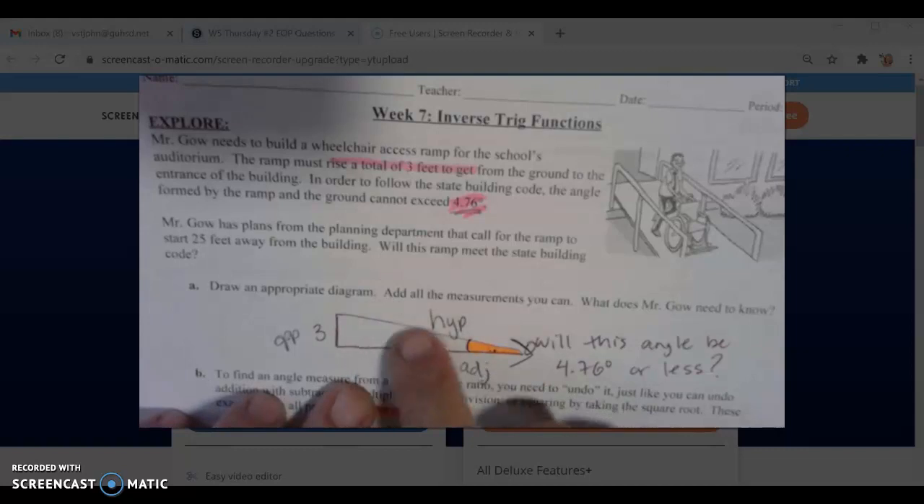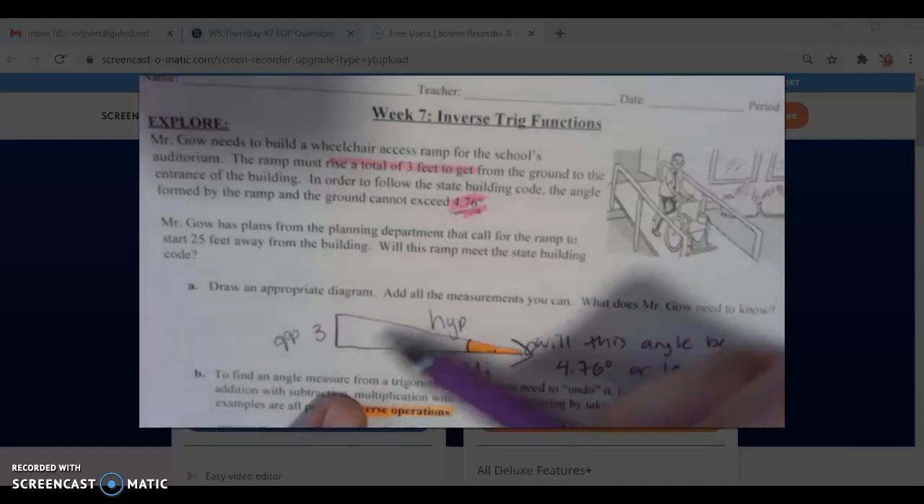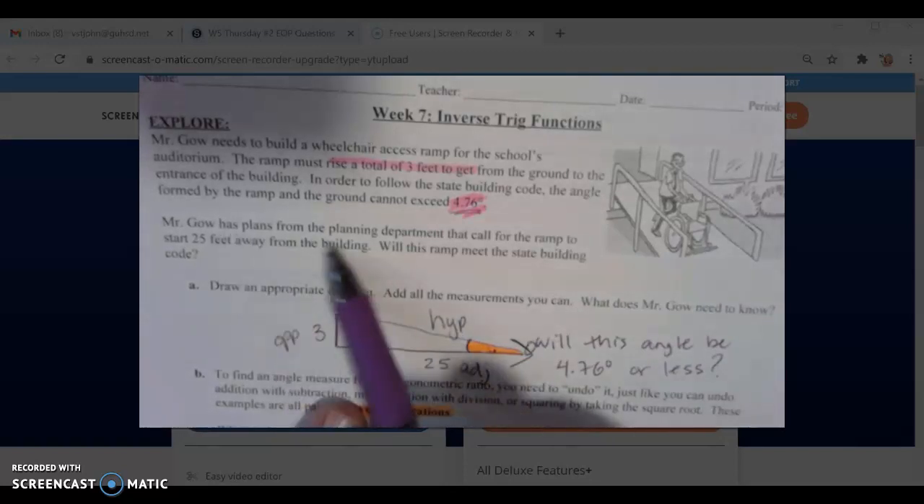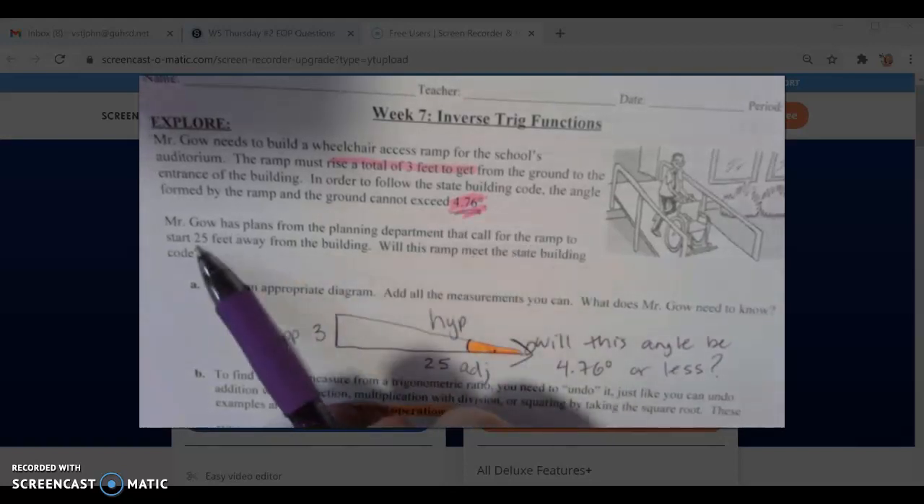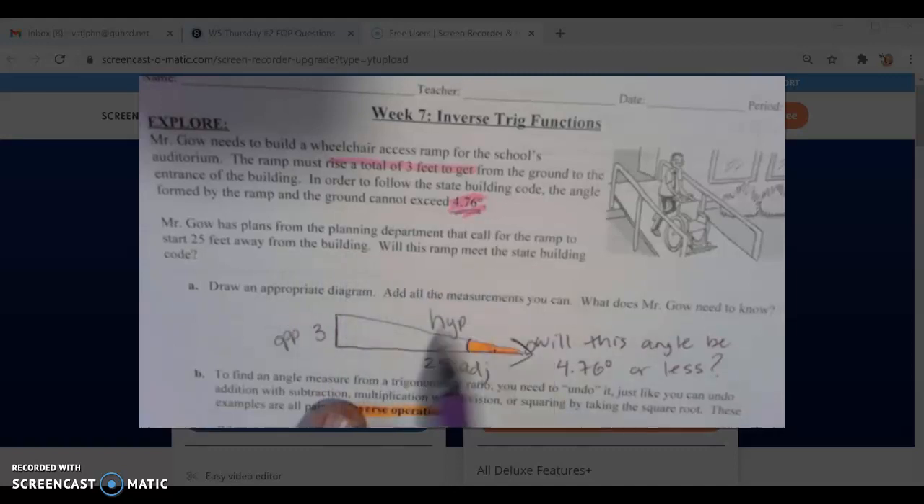Here we have his plans. We're going to draw that it's 3 feet tall, and his plans say that the ramp is going to start 25 feet away from the building. Will the ramp meet the state building codes? So this is 25 feet. If we finish up this triangle, we basically want to know what this angle is. Will this angle be 4.76 degrees or less?